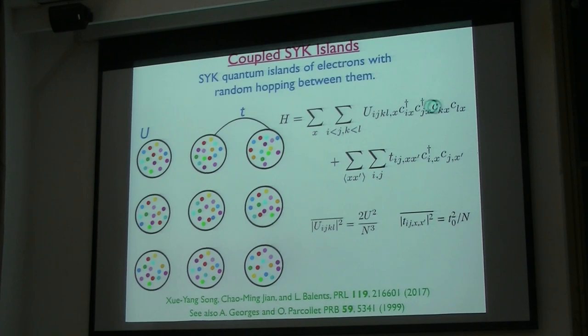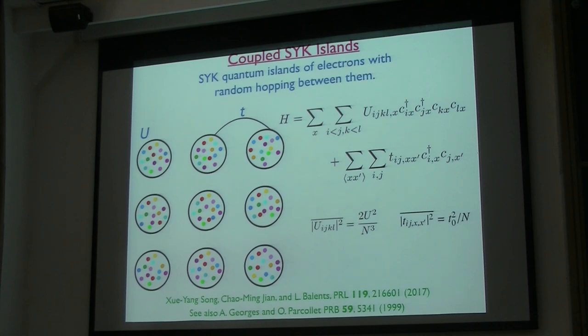Amazingly, this model turns out to be exact. It's a strongly interacting model, which is exactly solvable in the limit where the number of orbitals becomes large. And really, the only assumption is that as n goes to infinity, you have to scale the u's and the t's in this manner. So we're on 1 over n cubed here and 1 over n there. And that's it.